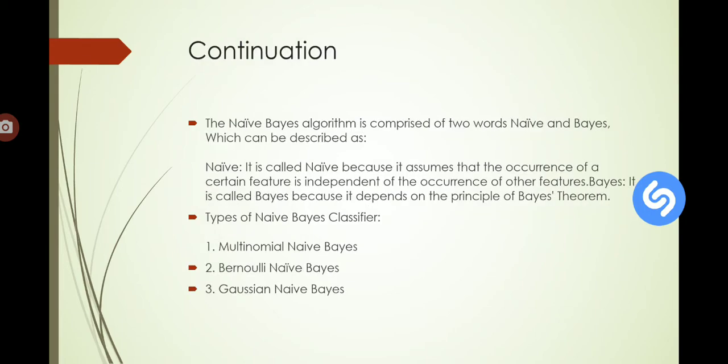This is a continuation of the naive Bayes algorithm. It is called naive because it assumes the occurrence of a certain feature is independent of the occurrence of the other feature. Types of the naive Bayes classifier: there is multinomial naive Bayes, Bernoulli's naive Bayes, and Gaussian naive Bayes.